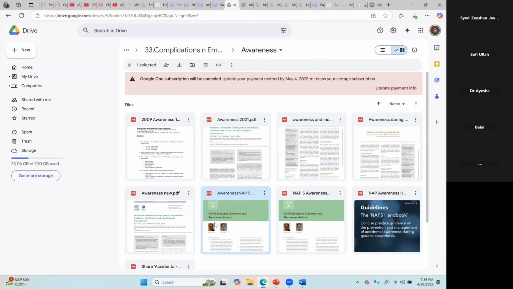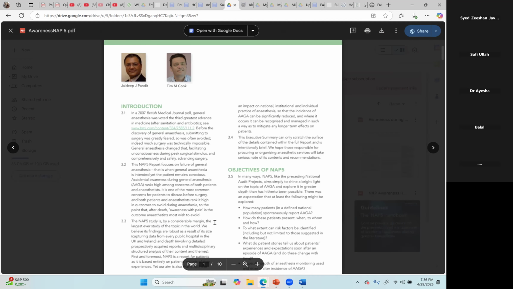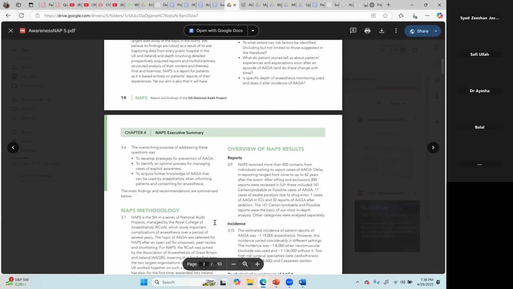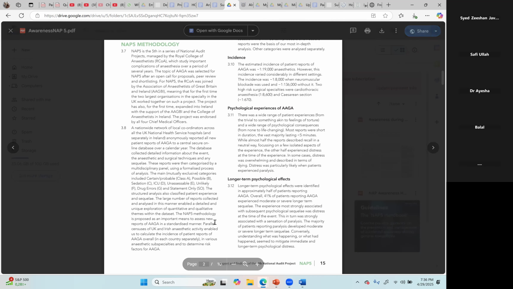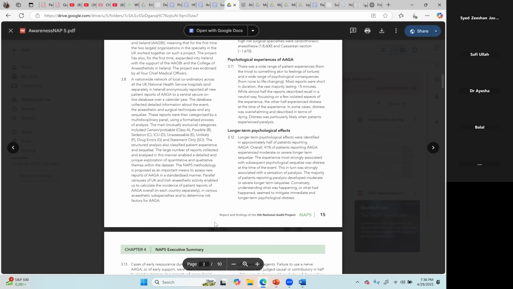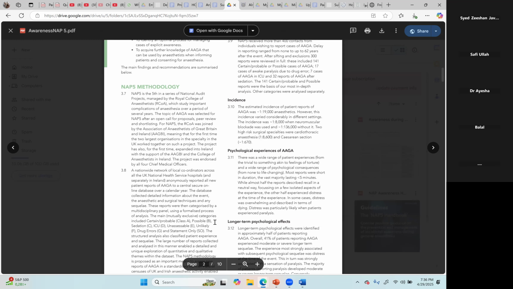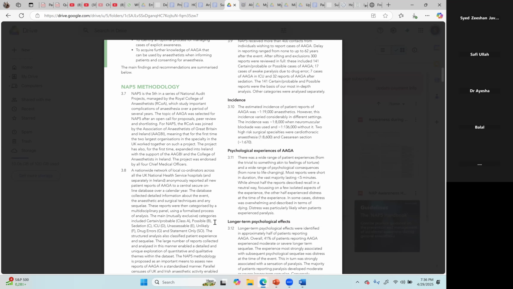They sometimes ask about this NAP. NAP is the National Audit Project, especially in international exams like the British exam. They can ask you, and you need to know the incidence. So the estimated incidence of awareness under general anesthesia is 1 in 19,000 anesthetics. Okay.